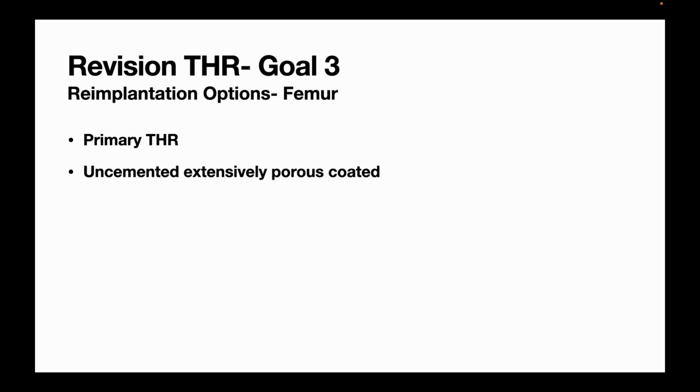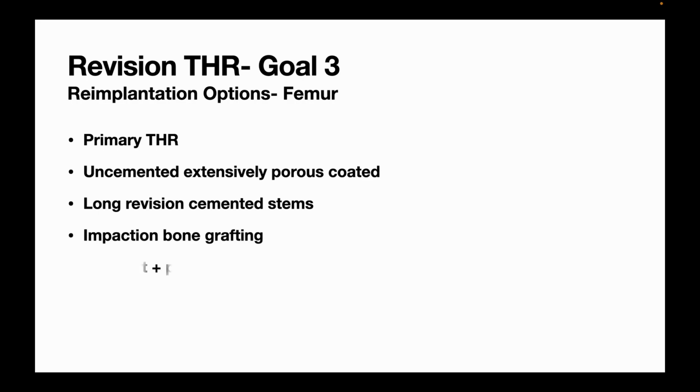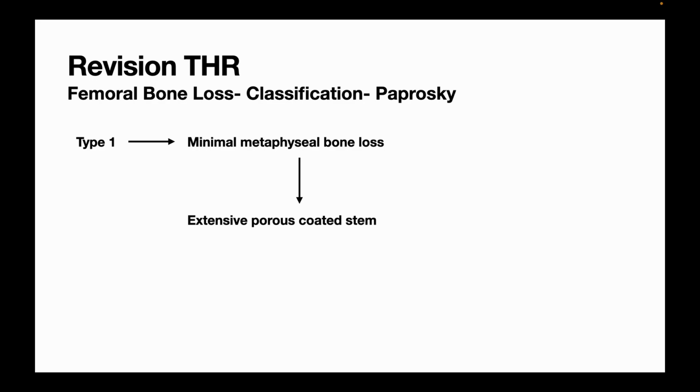The options for femoral re-implantation are as follows: primary THR stem, uncemented extensively porous coated stem, long cemented femoral revision stem, impaction bone grafting, allograft and prosthesis composite, and endoprosthesis. If we match up these options with Paprosky classification, we may conclude like this: where there is minimal metaphyseal bone loss, an extensively porous coated stem may be sufficient.